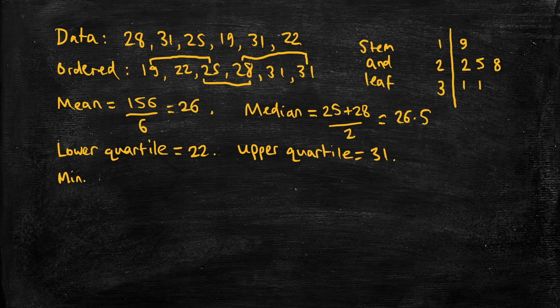Thinking of the smallest value in the data set, that's called the minimum. So the minimum is this number here, 19, and then the maximum is the largest number in the data set, so that's this number here.